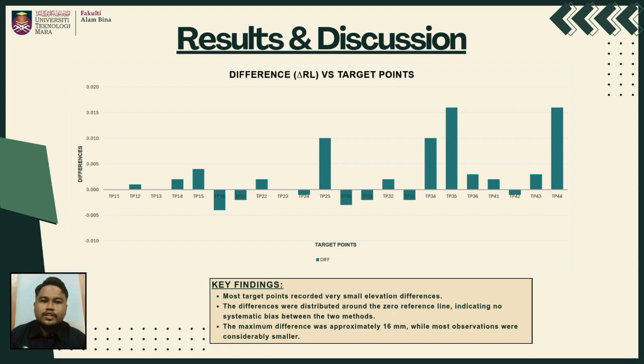The third graph here shows the difference in reduced level versus target points. What we got here is most target points recorded a very small elevation difference. The differences are distributed around the zero reference line, indicating no systematic bias between the two methods. The maximum difference was approximately 16 millimeters, while most observations were considerably smaller.